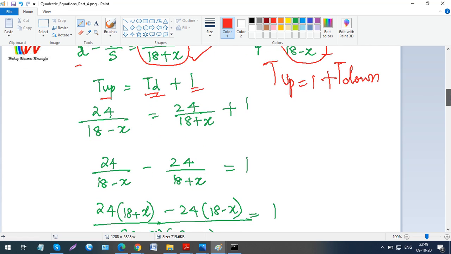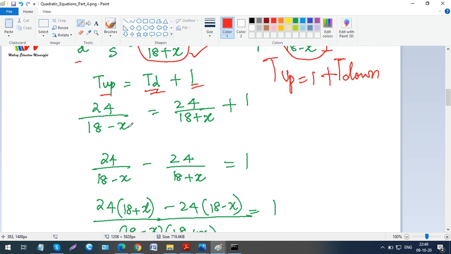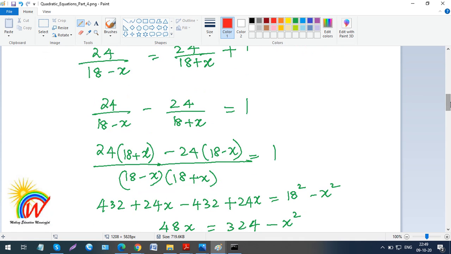Now let me bring these two together. So I can just subtract 24 over 18 plus x. Now I have two different numbers at the denominator, so let me take the LCM again. I'll have to make the denominators common, so I'm multiplying by 18 plus x over here and 18 plus x over here.